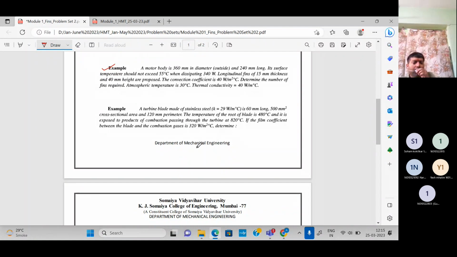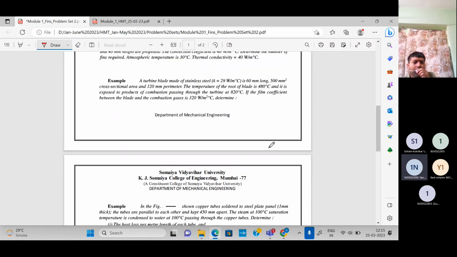Yes. Now am I audible? Yes, sir. Okay. So we have to determine. In this problem, just write this. Since nothing is written after determine, write here: determine temperature at middle of blade.